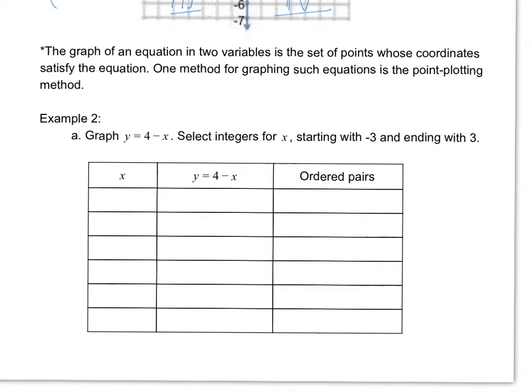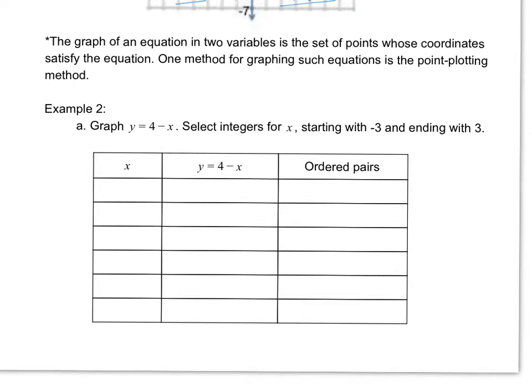And so we know that the graph of an equation in 2 variables is a set of points where the coordinates satisfy the equation. So one method that we can use for plotting this is what we call the point plotting method. And so in order to do that, we're given an equation and asked to graph it. And so we choose values for x, and we plug them in, and we generate ordered pairs. So in this case, we're going to start with -3 and run down to +3.